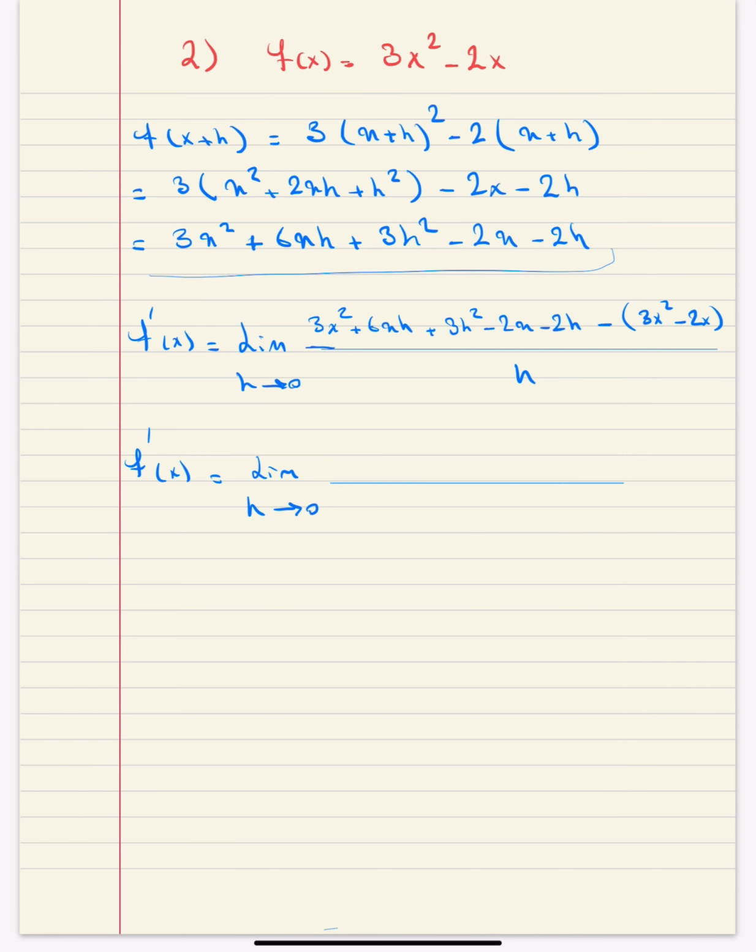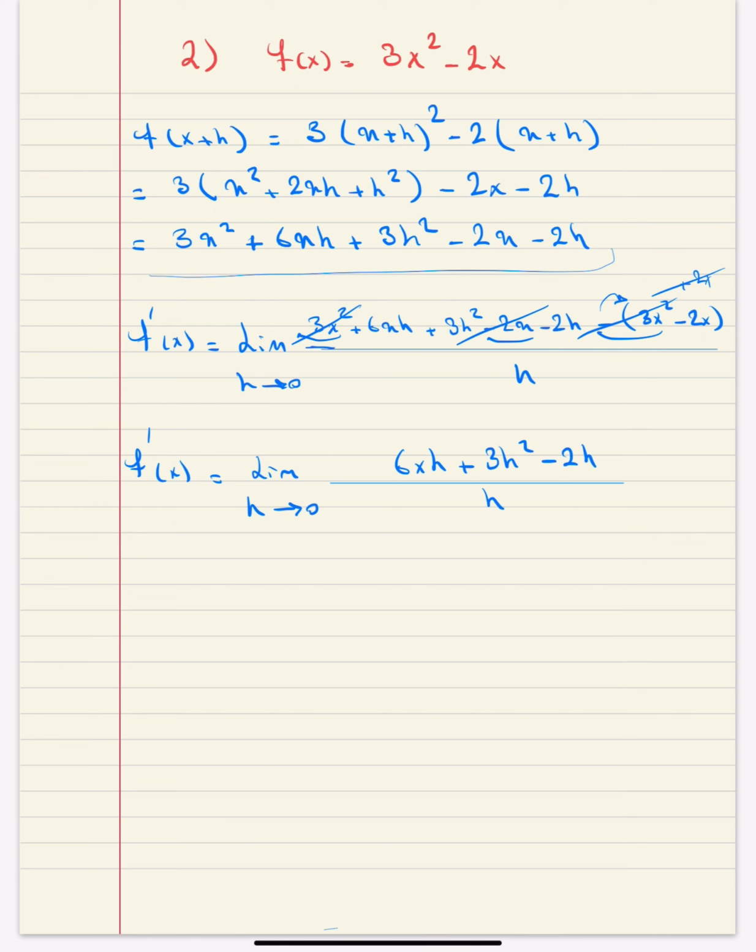As you can see here, we have a positive 3x squared, and if we multiply the negative with 3x, we'll get negative 3x squared. So this and this expression will cancel out. Furthermore, we have a negative 2x, and if we multiply this negative with our negative 2x, we would get positive 2x here, and this positive 2x would cancel with this negative 2x, leaving us with 6xh plus 3h squared minus 2h in the numerator and h in the denominator.